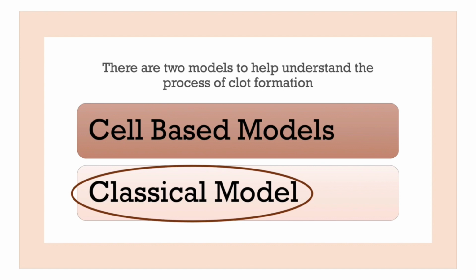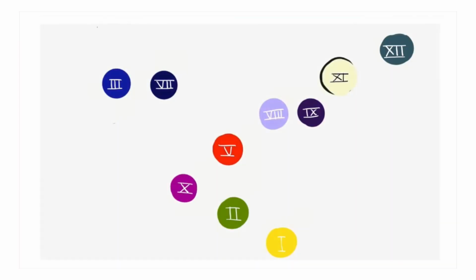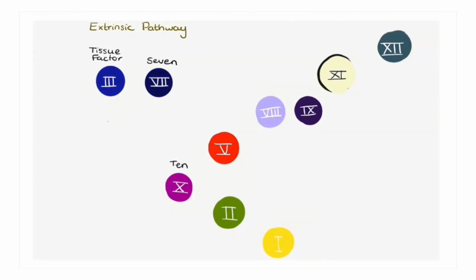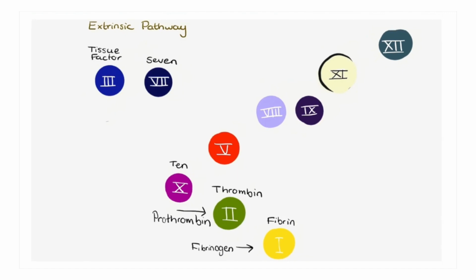In the classical model, there is the extrinsic and intrinsic pathway. Extrinsic pathway starts with cells outside the endothelial layer expressing tissue factor, which then combines with factor 7. This complex is known as a tenase as it cleaves factor 10. Factor 10 then goes on to convert prothrombin into thrombin to its active form, which then converts fibrinogen into fibrin to stabilize the clot. With the intrinsic pathway, we start with factor 12.